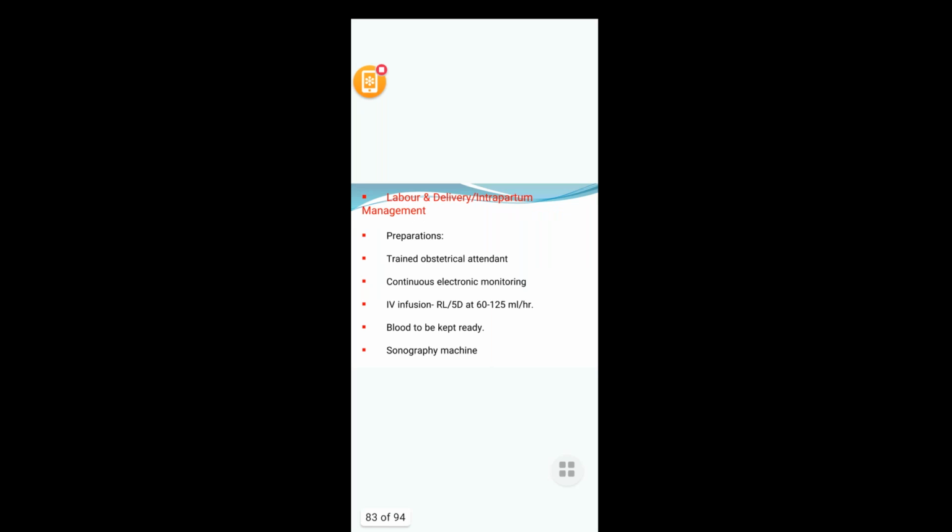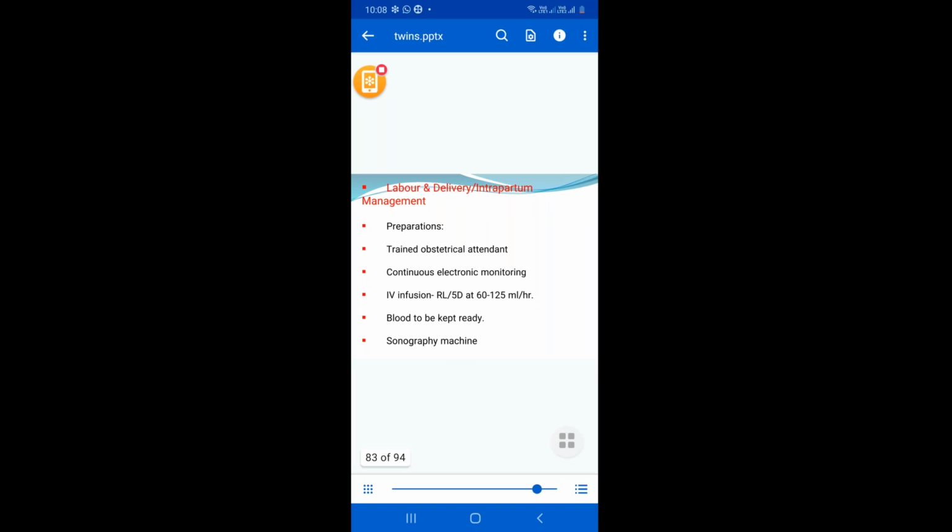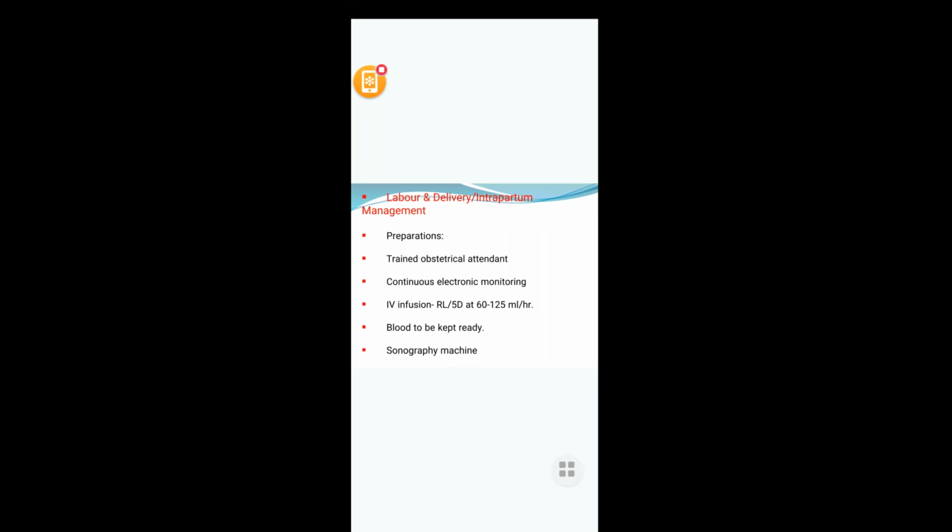Labor and delivery intrapartum management should be planned, like you need to prepare everything. You need to have one side OT ready because of any complications during the delivery of any twin. You need to immediately shift her to OT for a cesarean section. Trained obstetric attendant should be there. Continuous electronic monitoring of the fetal heart should be there. Blood should be kept ready because these twins will have more chance of PPH.